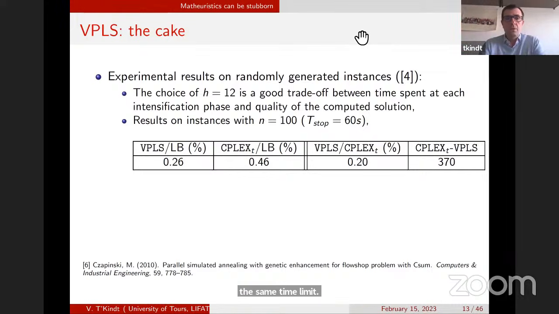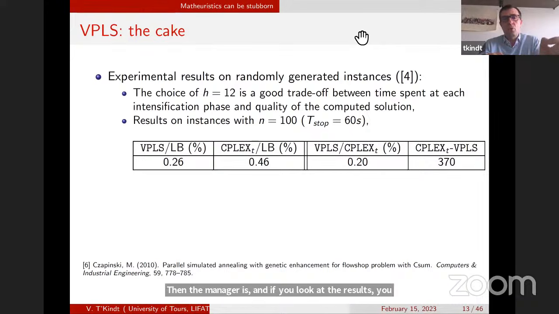And if you look at the results, you see that VPLS, the first cell, is at 0.26% of the lower bound, while Cplex truncated in time is at 0.46%. So VPLS improves upon Cplex truncated in time, meaning that this validates the interest of the mechanism of the window of positions and the local reoptimization.